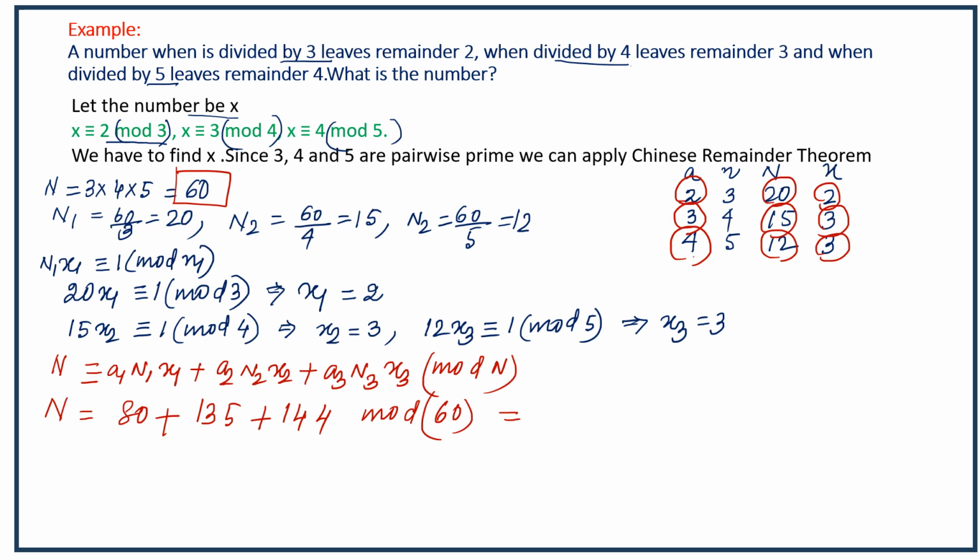So if we add it, this equals 80 plus 135 plus 144. It will be 359. 359 modulo 60. So when we divide 359 by 60, 5 times 60 is 300, so 59 is the remainder. So n is equal to 59. So 59 is the solution. Not n is equal to, it is x is equal to. It's a blunder. So x is equal to 59.